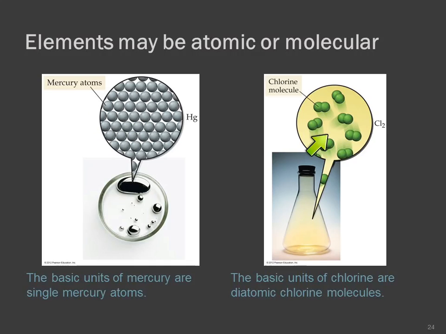If we look at chlorine, though, chlorine is a diatomic element. And we zoom in on that, and we see that chlorine forms these distinct molecules. And there are two atoms in each molecule.